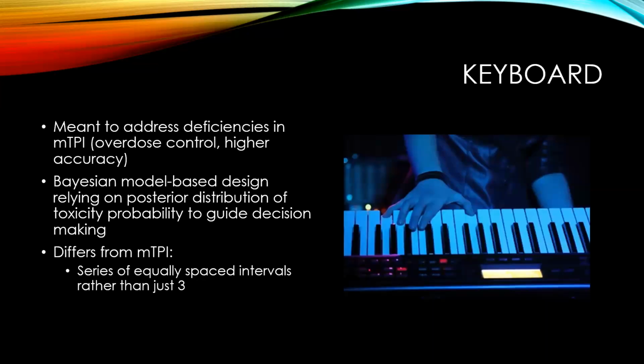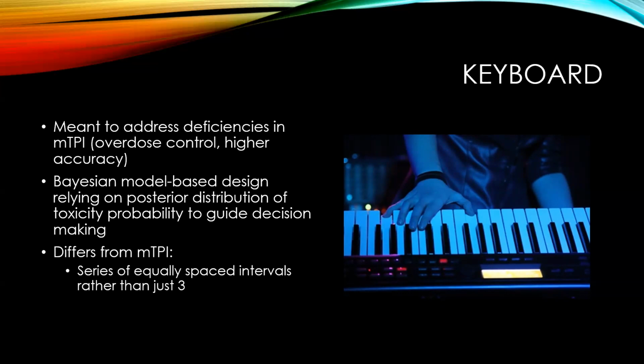So the keyboard design, like I said, is meant to address the deficiencies in the MTPI. So we're going to do things to not be overly risky, essentially. And relative to the 3+3, we're still going to have higher accuracy and so on. It's a Bayesian model design relying on a posterior distribution of toxicity probability to guide decision-making. Similar to the MTPI, we're making our decisions based off this posterior probability.